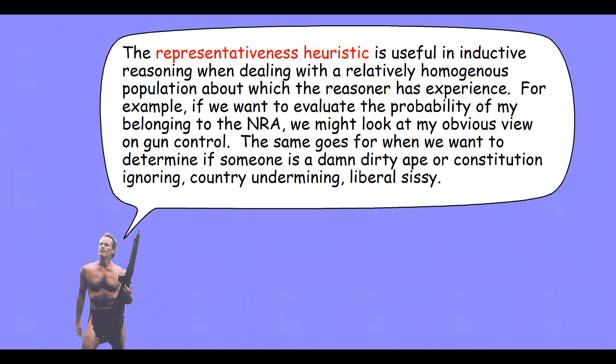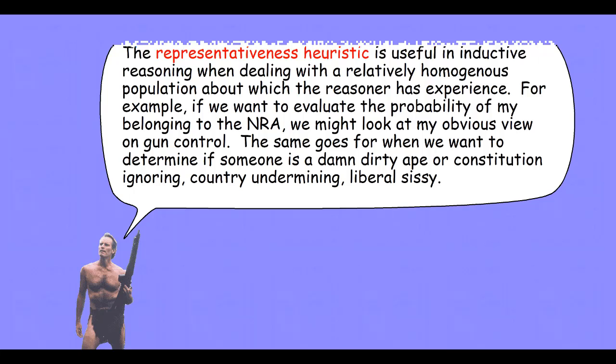For instance, the representativeness heuristic is useful in inductive reasoning when we're dealing with a relatively homogeneous population about which the reasoner has experience. For example, if you want to evaluate the probability of Charlton Heston here belonging to the NRA, you might want to look at his obvious views on gun control. The same goes for when you want to determine if someone's a damn dirty ape or a constitution-ignoring, country-undermining liberal sissy.